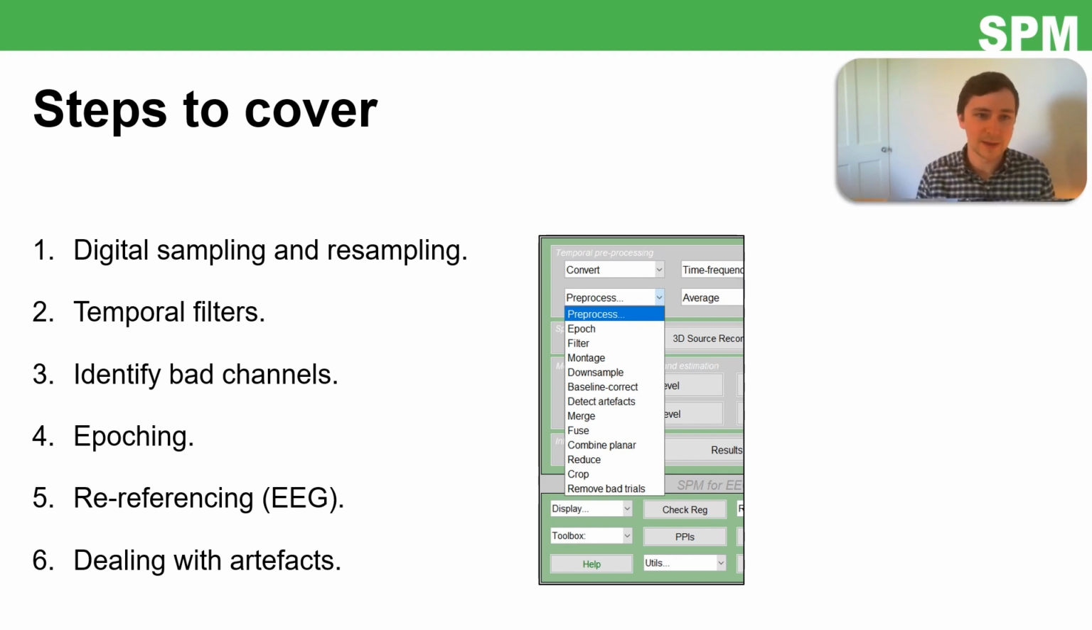But briefly, I'm going to cover digital sampling and resampling, temporal filters, or filters usually, how to identify bad channels, epoching your data, re-referencing, specific to EEG, so sorry MEG people, and also then just the very broad topic of dealing with artifacts.